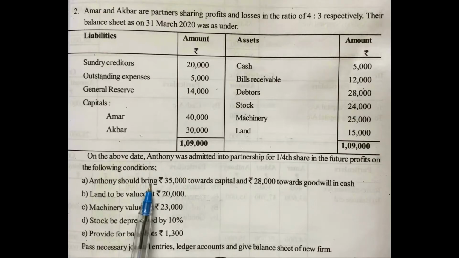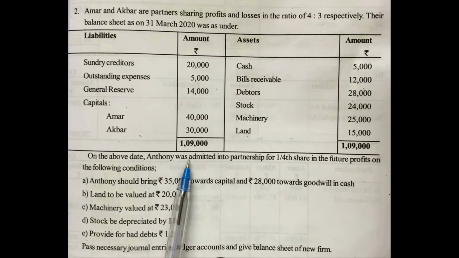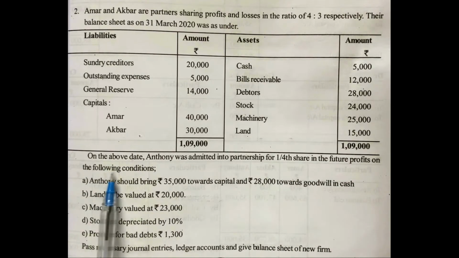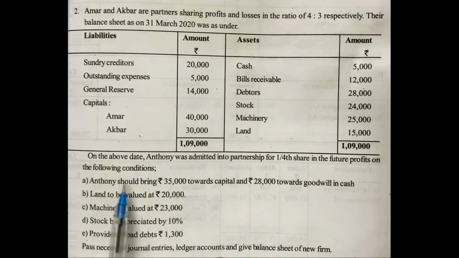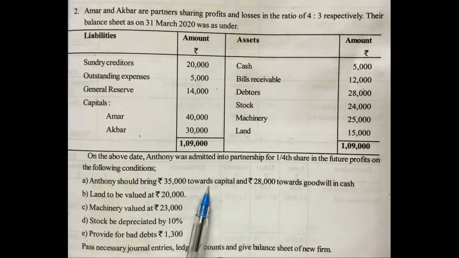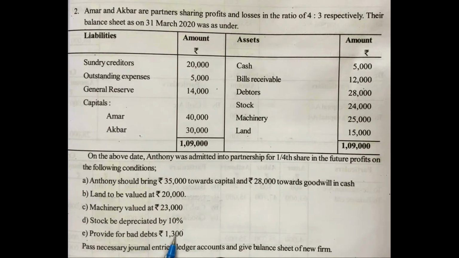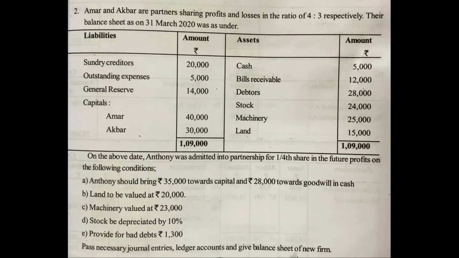Come to the additional information. On the above date, Anthony was admitted into partnership for 1/4 share in the future profits on the following conditions. A. Anthony should bring 35,000 rupees towards capital and 28,000 rupees towards goodwill in cash. B. Land to be valued at 20,000 rupees. C. Machinery valued at 23,000 rupees. D. Stock to be depreciated by 10%. E. Provide for bad debts 1,300 rupees. Pass necessary journal entries, ledger accounts and give the balance sheet of the new firm.